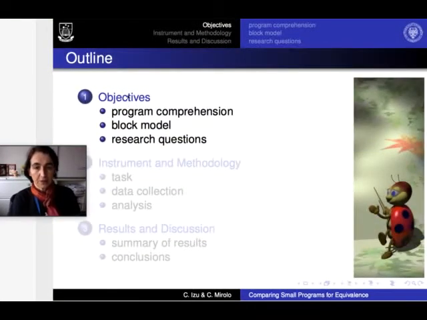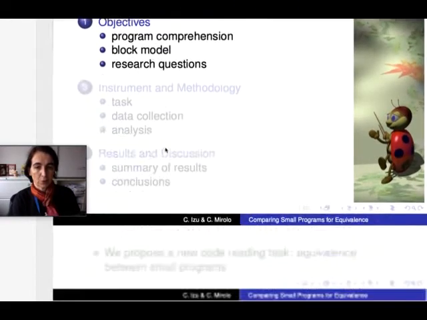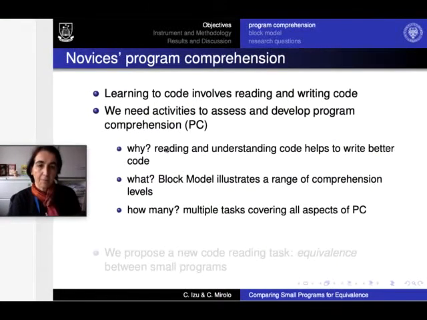So let's first talk about the objectives of our work. When novices learn to program, they should learn both to read and write programs. So we need activities that assess and develop program comprehension. Why? Because we believe that reading and understanding code will help them to write better programs.